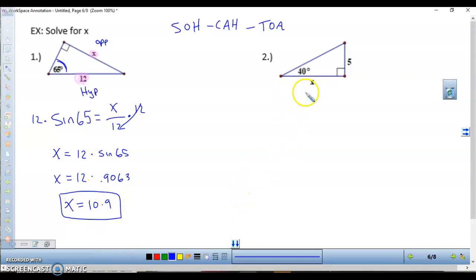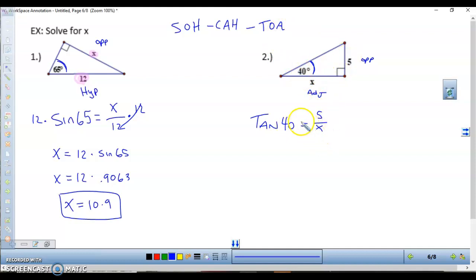All right, next one. So the next one, here's my angle, 40 degrees. Relative to that 40, I do not have the hypotenuse. The 5 is opposite. What I'm trying to find is the adjacent leg. Which one uses O and A? TOA. So this is a tangent problem. The T is tangent. The tangent of 40 is equal to opposite over adjacent, which is 5 over x.